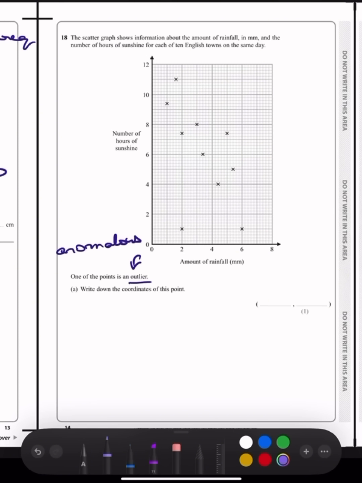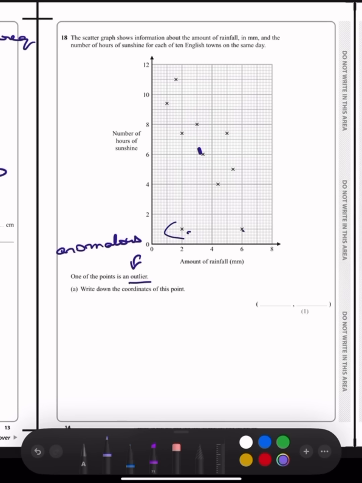Right? So they say one of the points is an outlier, so we find an outlier here. We can clearly see, because this one and this one is the finalist, so we know that this one kind of makes a pattern in a way. So if we try to join this up, it's still making a pattern. Joining a few of these points, it'll make a straight line for sure.